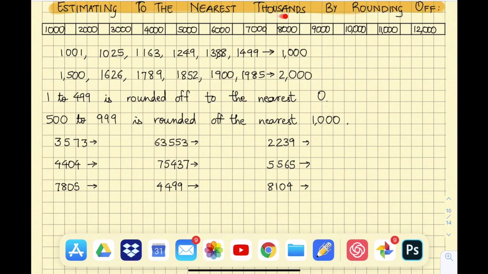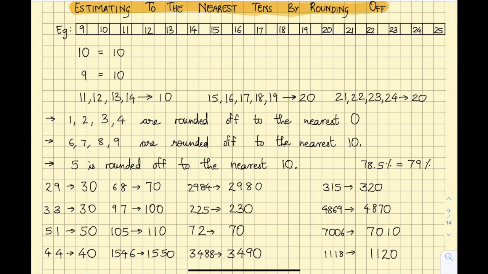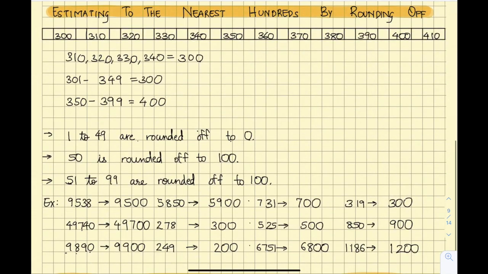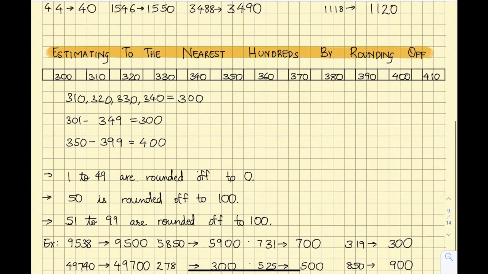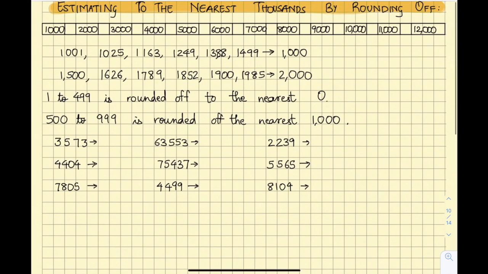So when we are estimating to the nearest thousands, we keep this criteria of hundreds in mind. When we are estimating to the nearest tens, we keep the ones factor 1, 2, 3, 4 and 6, 7, 8, 9 and 5 in mind. When we are estimating to the nearest hundreds, the lesser digit is tens, so we keep 1 to 49 and 50 to 99 in mind. And when we are estimating to the nearest thousands, we keep in mind one lower place value, that is 100. So we check 1 to 499 and 500 to 999.